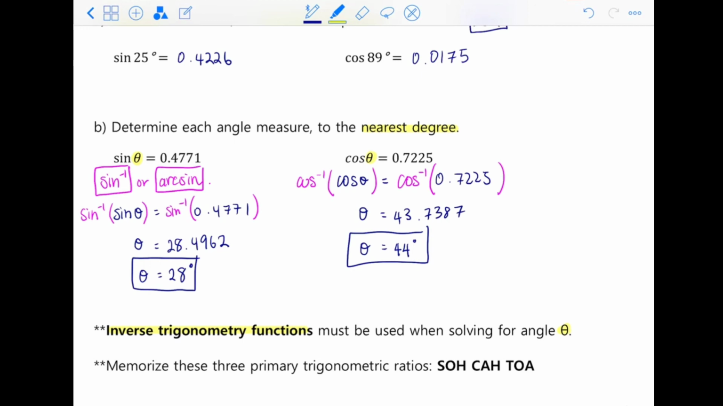And please memorize these 3 trig ratios. Sine is opposite over hypotenuse. Cos is adjacent over hypotenuse. And tan is opposite over adjacent.